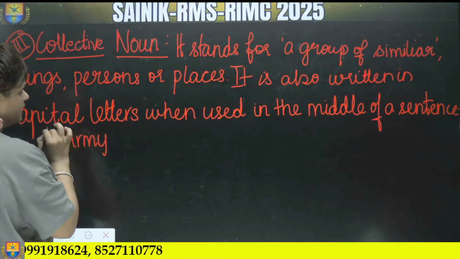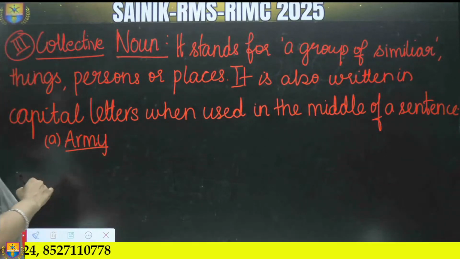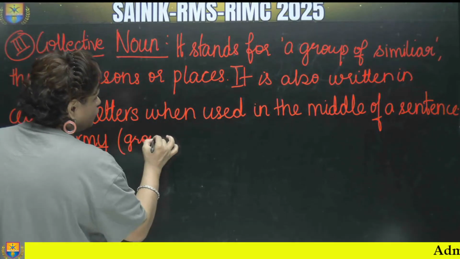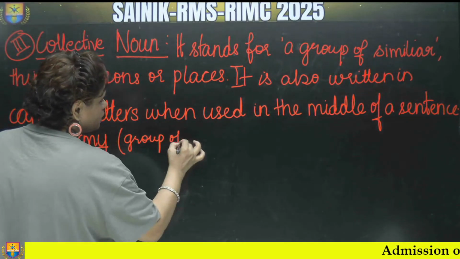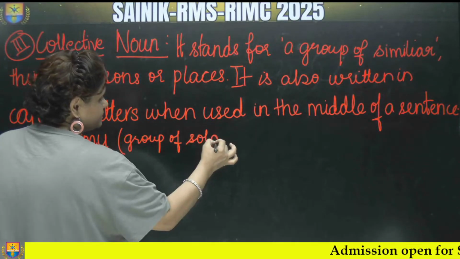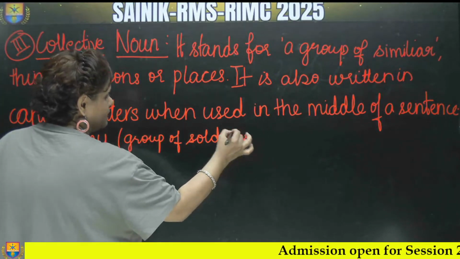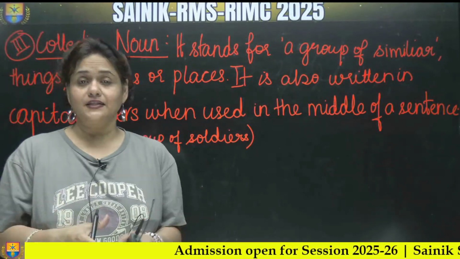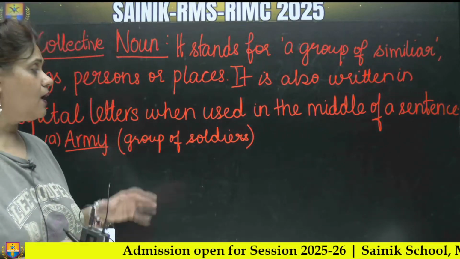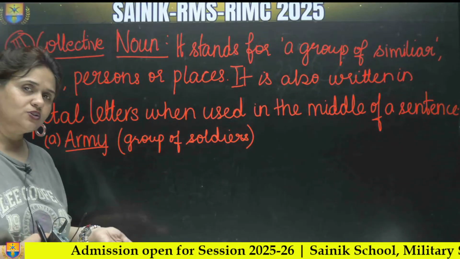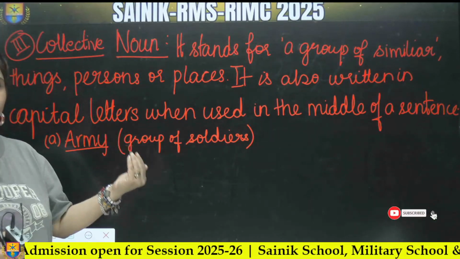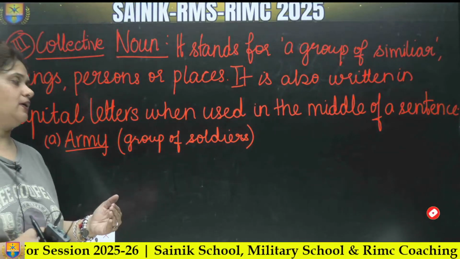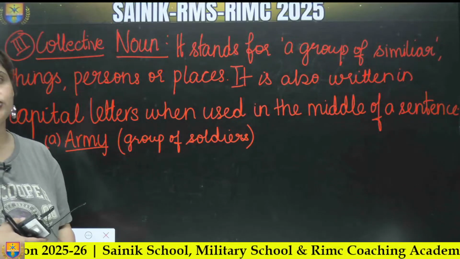The first word given to us is army. Now what is army? They can be group of soldiers. So that means when many soldiers come together, gather together, it is called an army. So we can use the word as army of soldiers. हम group ना बोल के हम ये बोल सकते हैं army of soldiers.